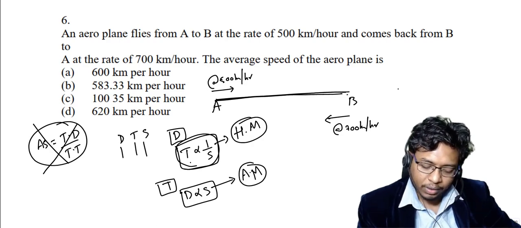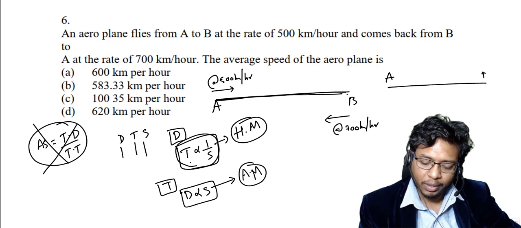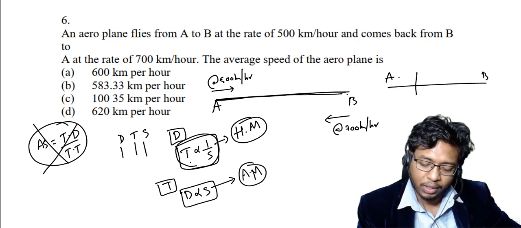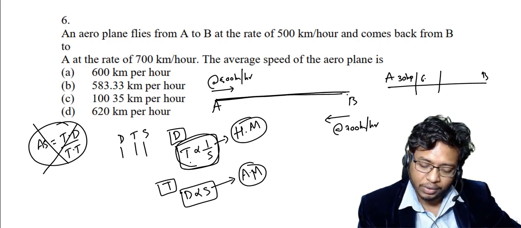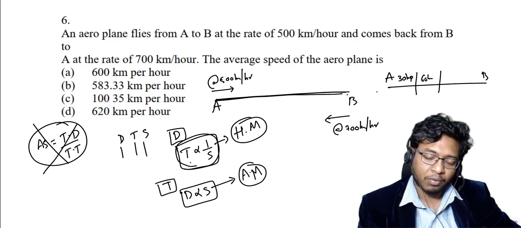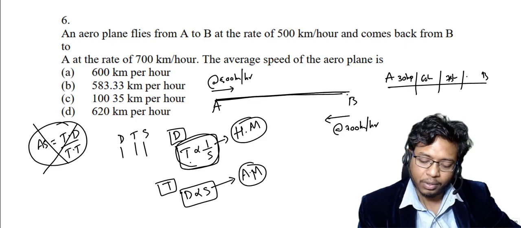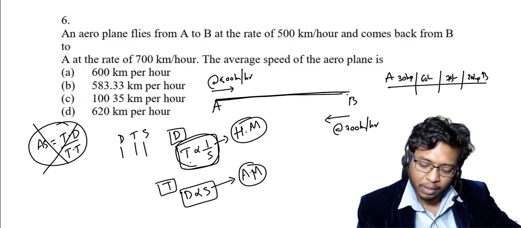Example, suppose there is one more scenario. A person is going from A to B. In the question, it is given that for the first 1 hour, he is traveling at a rate of 30 kilometers per hour. For the second 1 hour, he is going at 60 kilometers per hour. For the third 1 hour, he is going at 75 kilometers per hour. For the fourth 1 hour, he is traveling at 20 kilometers per hour.